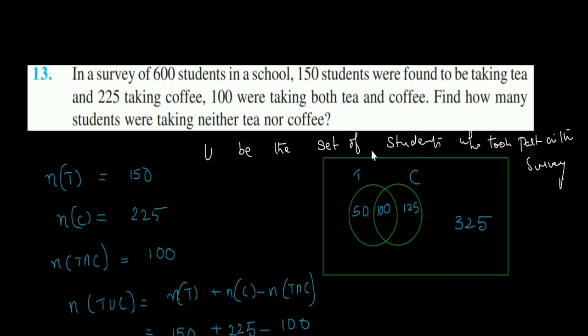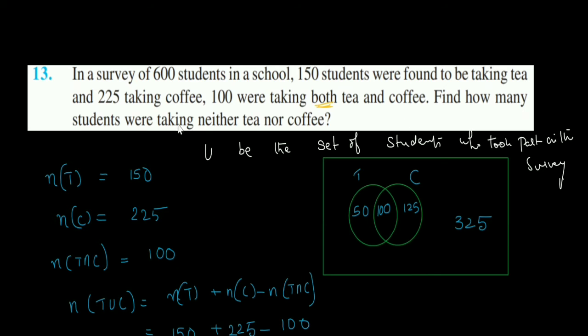So let us take U be the set of students who took part in the survey. U means the universal set. The number of students who took tea, how many? 150. So how many students took coffee? 225. 100 took both tea and coffee. So intersection, both. You should know these words in set language. If it is both, then it is intersection. Okay, the word both means intersection. So both, so intersection is 100.